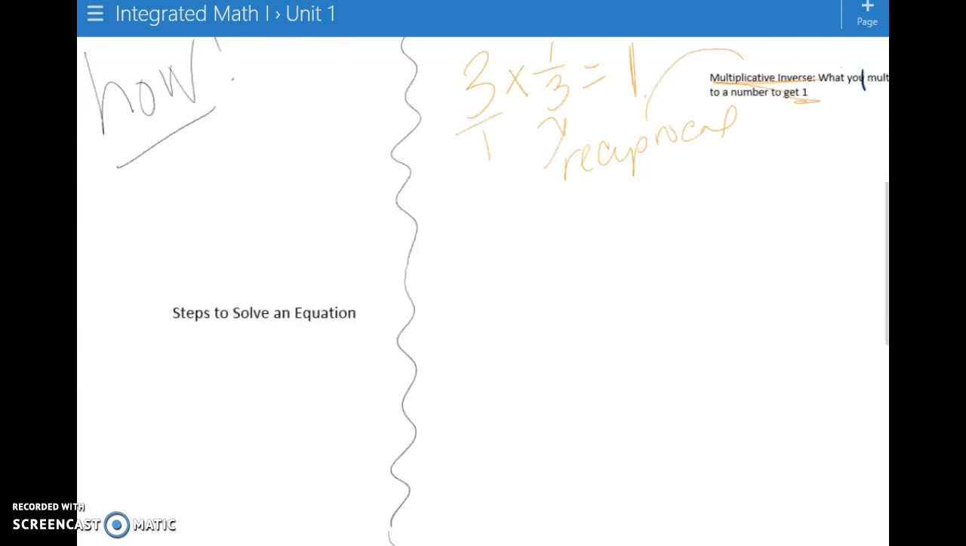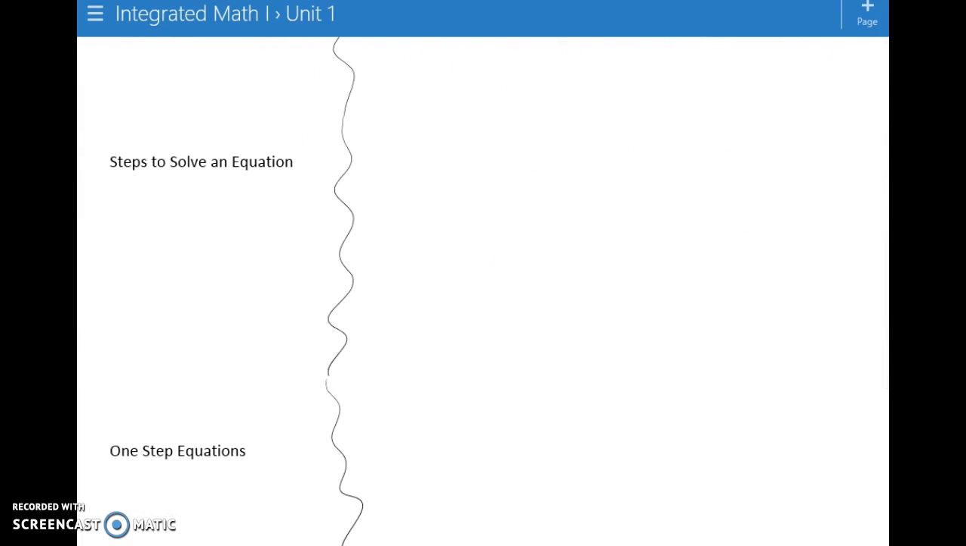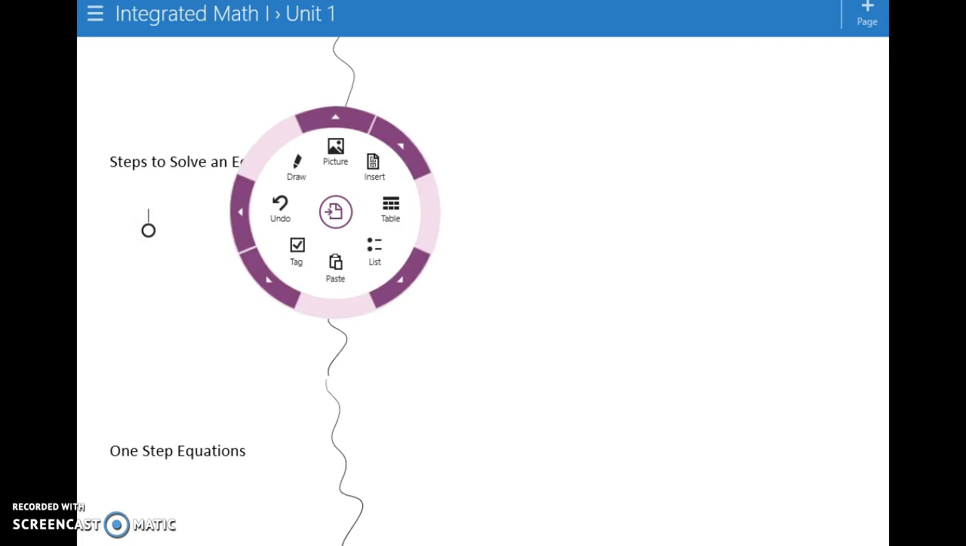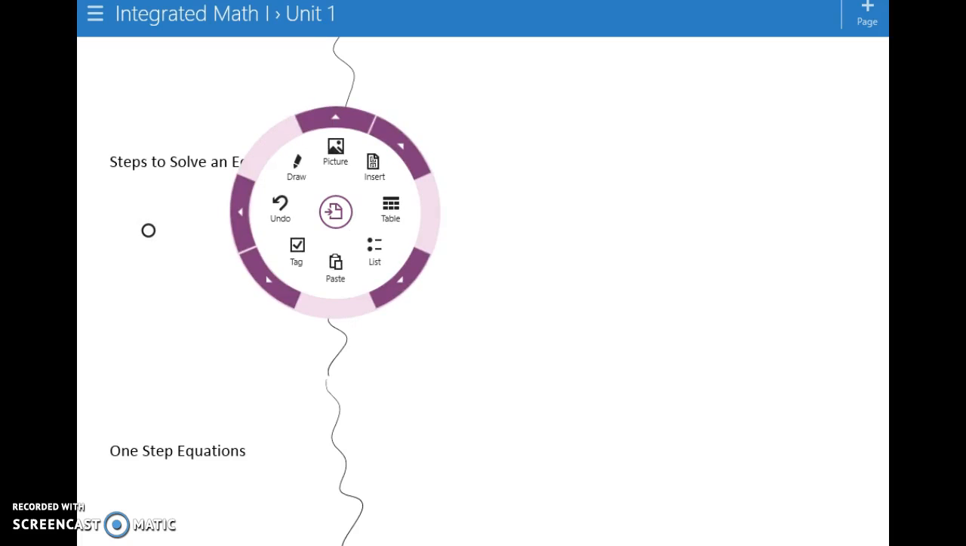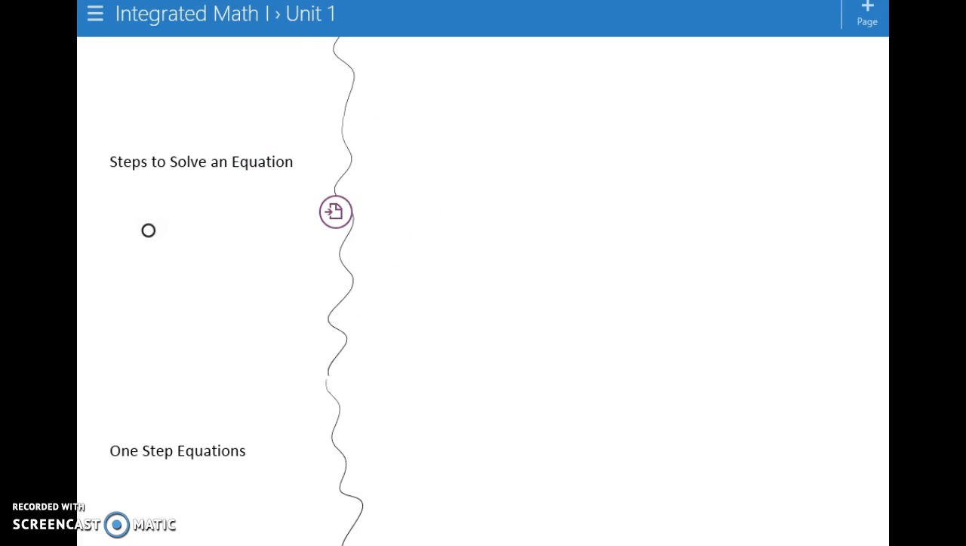All right, let's move on to solving equations. Here are the steps to solving equations. We'll use these for the simple ones, and it may seem like, oh, I already know this, or this is too simple. But we've got to start somewhere. The first step is to assess the situation. Look at where your variable is. What's blocking you from getting your variable alone?